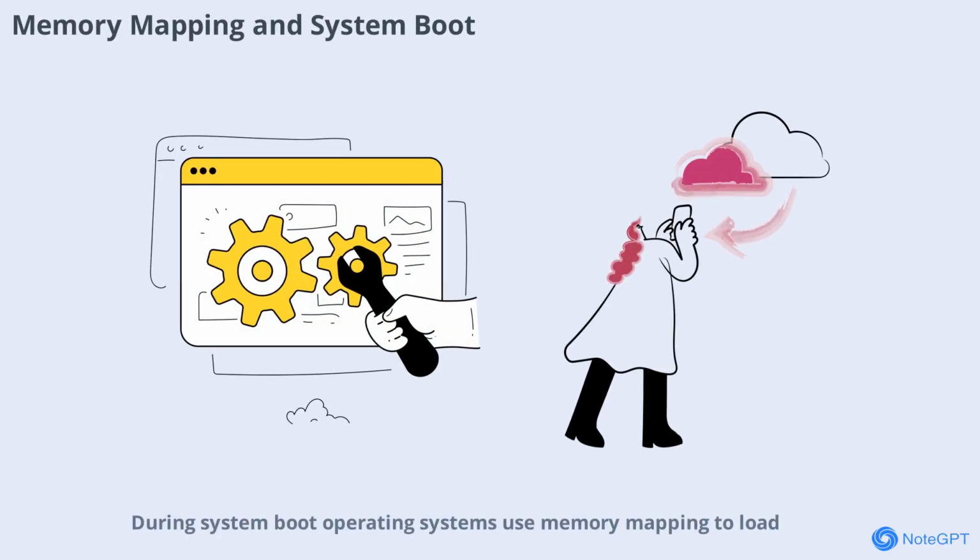During system boot, operating systems use memory mapping to load kernel code and essential drivers into memory. This ensures that the system can start quickly and access critical resources right from the beginning. Memory mapping plays a foundational role in getting your computer up and running every time you power it on.